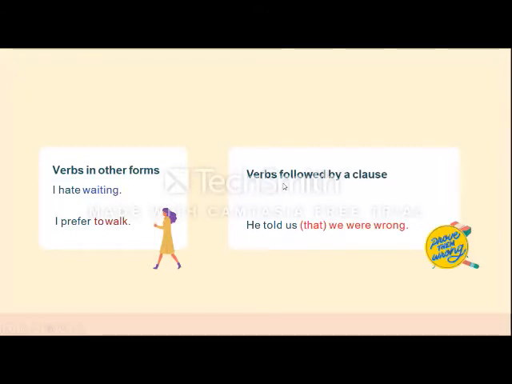Some other verbs are also followed by a clause. For example, the word told. He told us that we were wrong. So usually the verb told is followed by an object and then followed by a clause. That is a conjunction. We were wrong is another clause. We is the subject, were is the verb, and wrong is the complement.